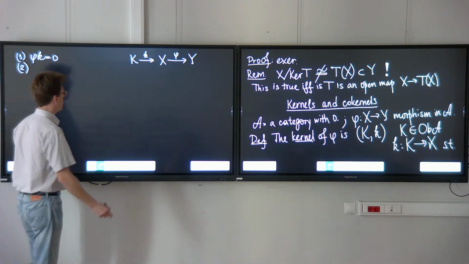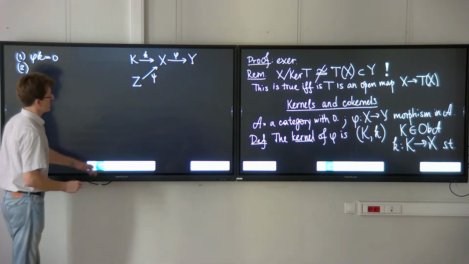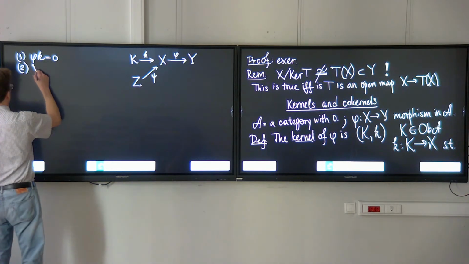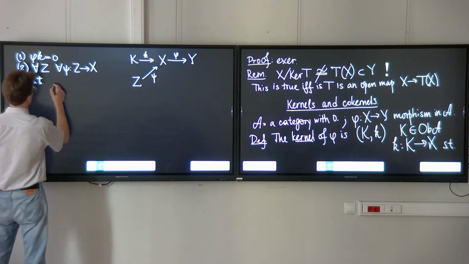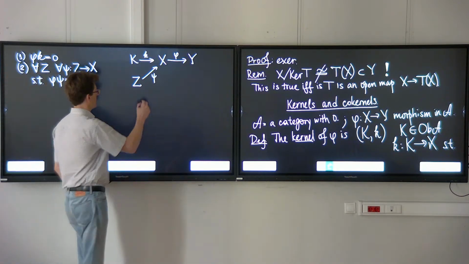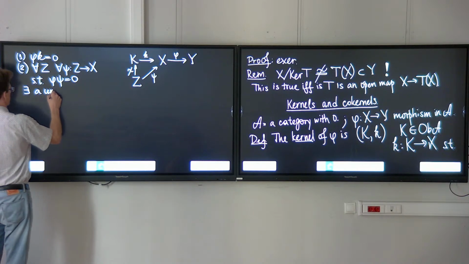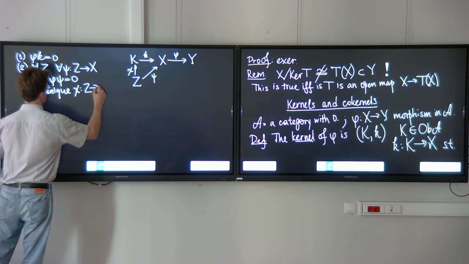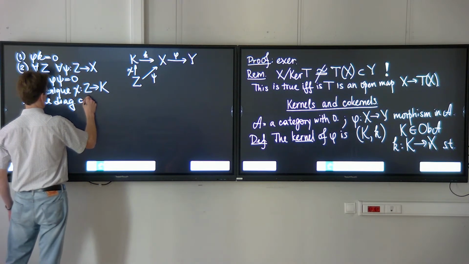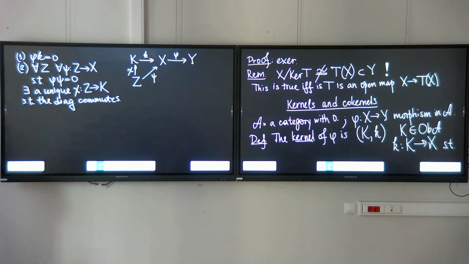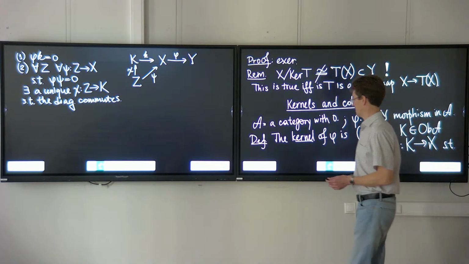And second, once we have an object Z and a morphism psi from Z to X, such that this composition phi psi is 0, for every Z and for every psi from Z to X such that phi psi is 0, there is a unique morphism from Z to K, denoted by chi, such that the diagram commutes. Okay, so this is a general category theoretic definition of the kernel of a morphism in a category with 0.